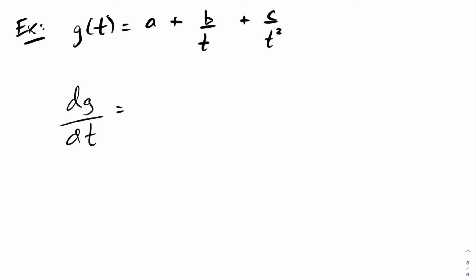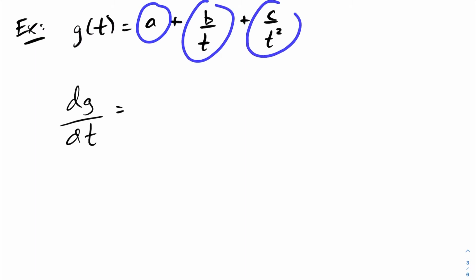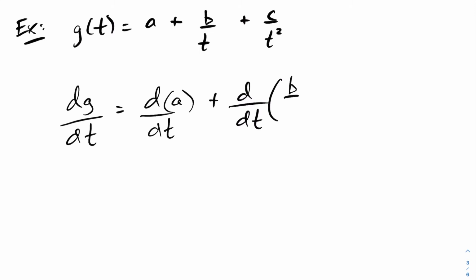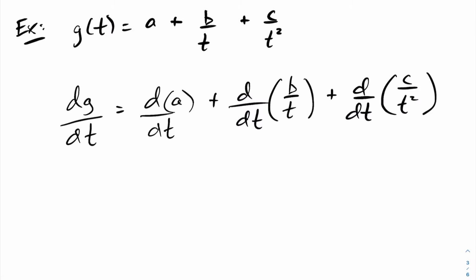So therefore, using the sum and difference rule, we know that we can apply that derivative individually to each component, each term. So this would be the derivative of a with respect to t, plus the derivative with respect to t acting on b over t, plus the derivative with respect to t acting on c over t squared. And now the assumption here is that a, b, and c are constant terms. So you treat them as a numerical value, a real number.